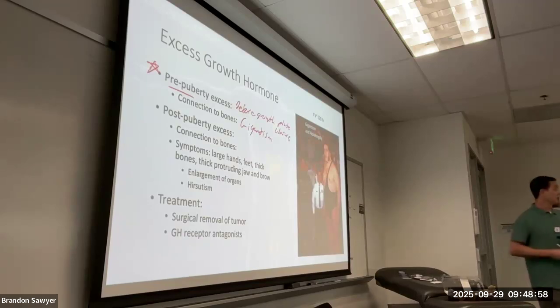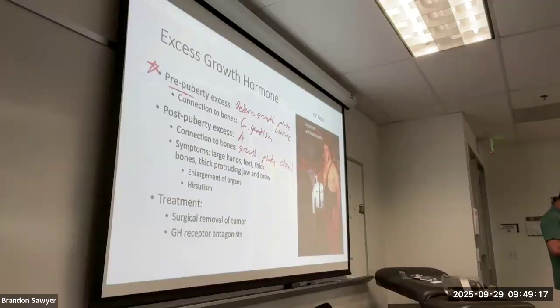That makes the bones really long, right? And thick, because they can still grow in length at that point. But if we get a post-puberty excess after those growth plates are closed, then that leads to what's called acromegaly. Acromegaly is just thickening of bones, because they can't grow in length anymore at that point. So they have really large hands, feet, thick bones, a big jaw, protruding eyebrows.